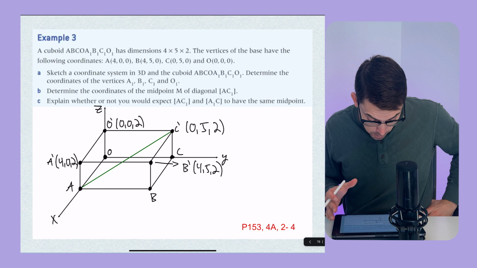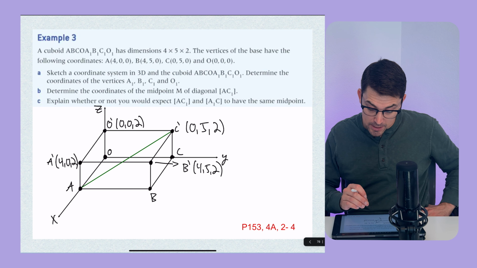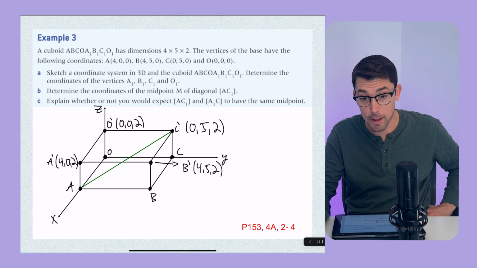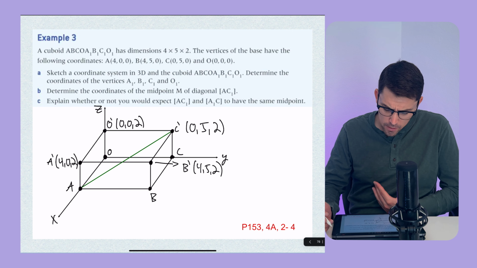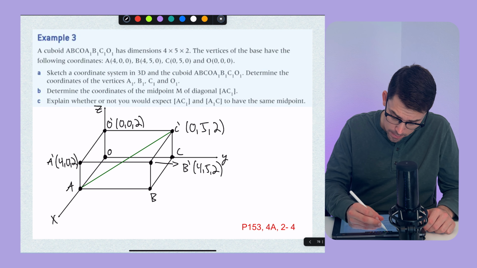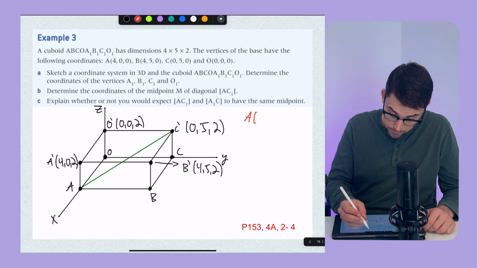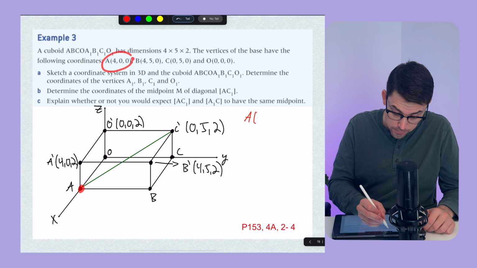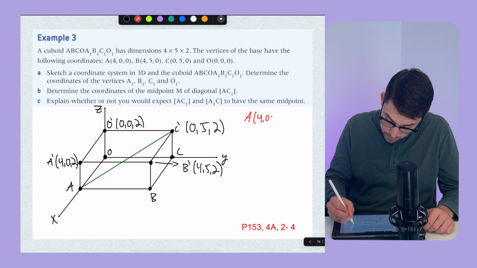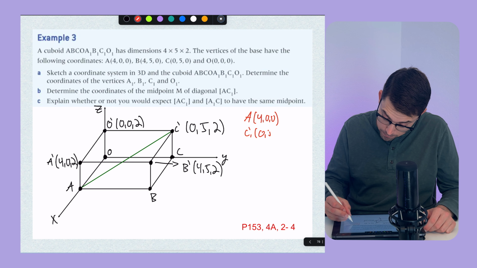So now let's determine the coordinates of M, which is the midpoint of the diagonal from A to C1, or in my case, A to C prime. So the question is, how do I get a midpoint of this green line? The coordinates I'm taking into consideration are going to be A, because that is the starting point of this line. And what are my coordinates of A? Well, it's just 4, 0, 0. My other coordinate is going to be C prime or C1, depending on which way you want to write it, and that's going to have a value of 0, 5, 2.